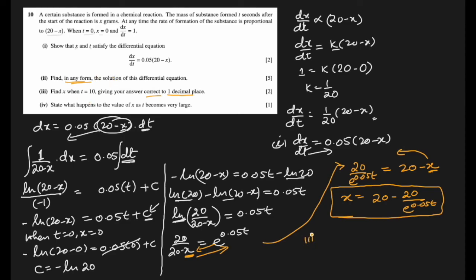Part 3. Find x when t is 10, giving your answer to one decimal place. So we'll just substitute this t by 10. So x equal to 20 minus 20 divided by e to the power 0.05 times 10. Just put this in a calculator and you'll get your answer. Let me use my own calculator.